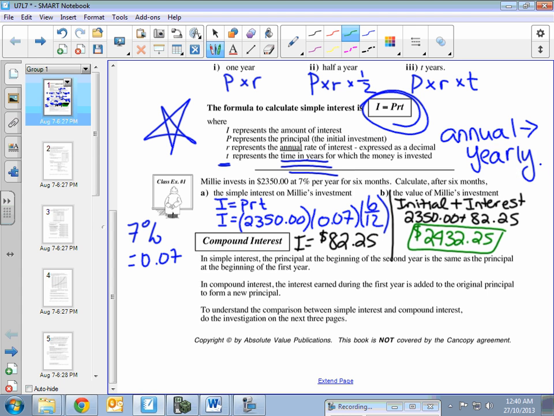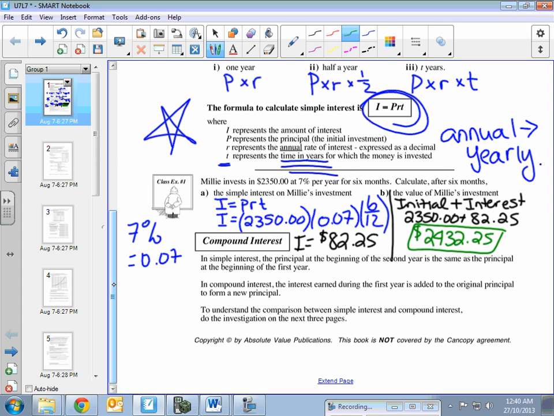So in compound interest, the interest earned during the first year is added to the original principal to form a new principal. So in compound interest, you're going to have a new principal every year because since you are adding interest, you're basically going to be getting paid interest on your interest. So every time your interest goes up, you're going to make interest on that. Okay, so simple, you always start at your initial investment. Compound, you will make interest on your interest, or you'll pay interest on your interest depending if it's a loan or an investment.